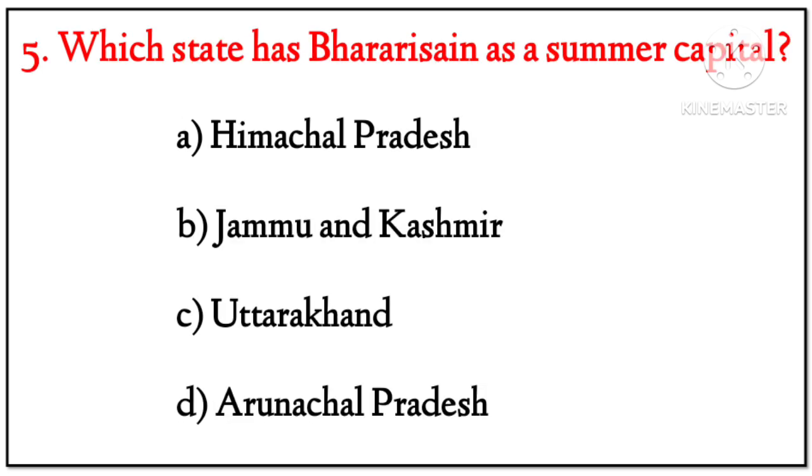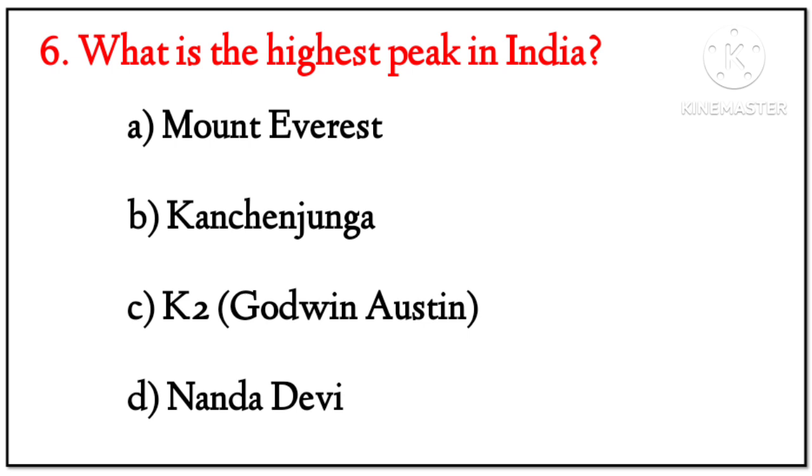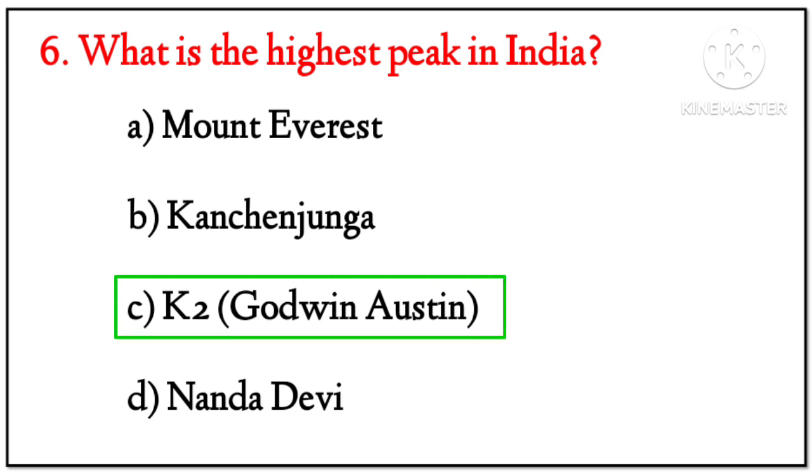Fifth, which state has Bhararisain as a summer capital? Our options are: Himachal Pradesh, Jammu and Kashmir, Uttarakhand and Arunachal. Our right option is the third one, C, Uttarakhand. Sixth, what is the highest peak in India? Our options are: Mount Everest, Kanchenjunga, K2 Godwin Austen, and Nanda Devi. Our right option is the third one, C, K2, Godwin Austen.